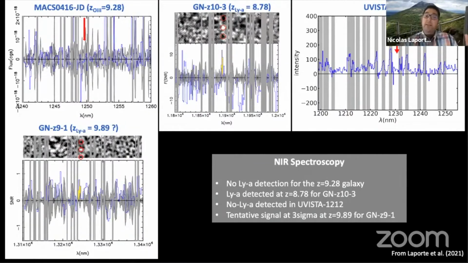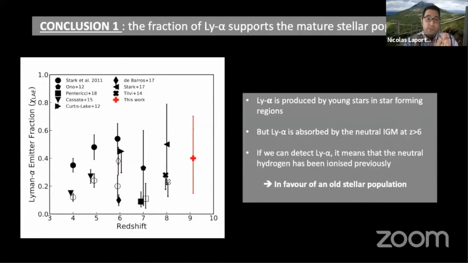Okay, so if I combine all these data, I'm going now to the conclusions of this work. The first conclusion is the fraction of detected Lyman alpha as a function of redshift, because as you know, when we enter into the epoch of reionization, so at redshift above 6, we should have a strong decrease in the number of detected Lyman alpha.